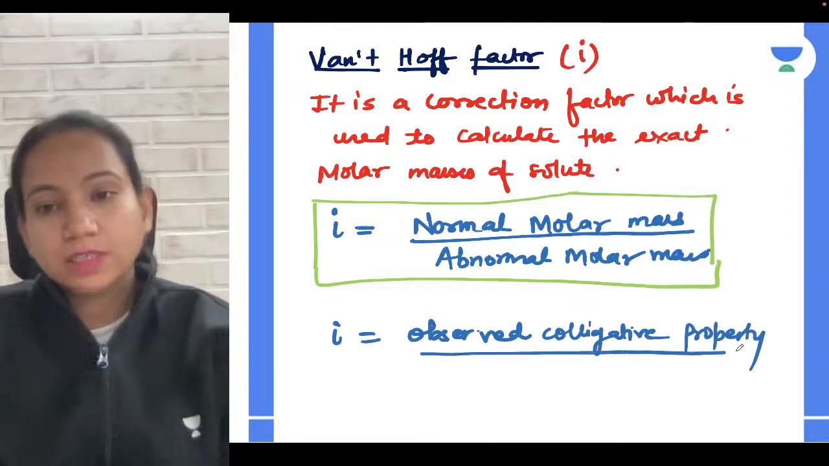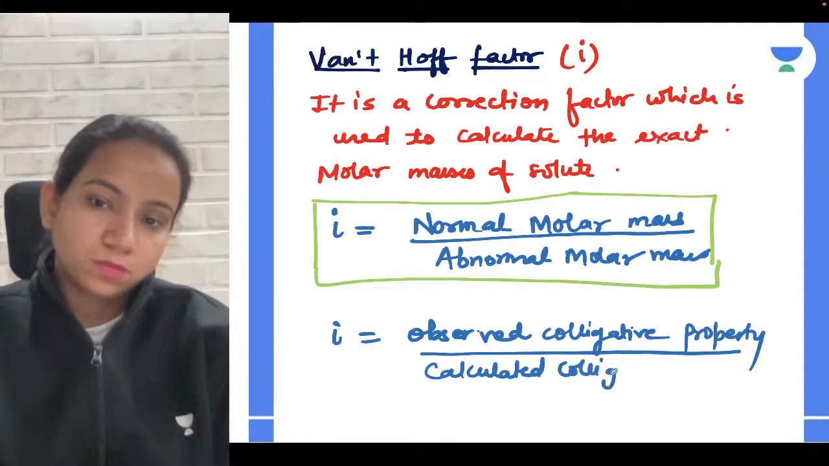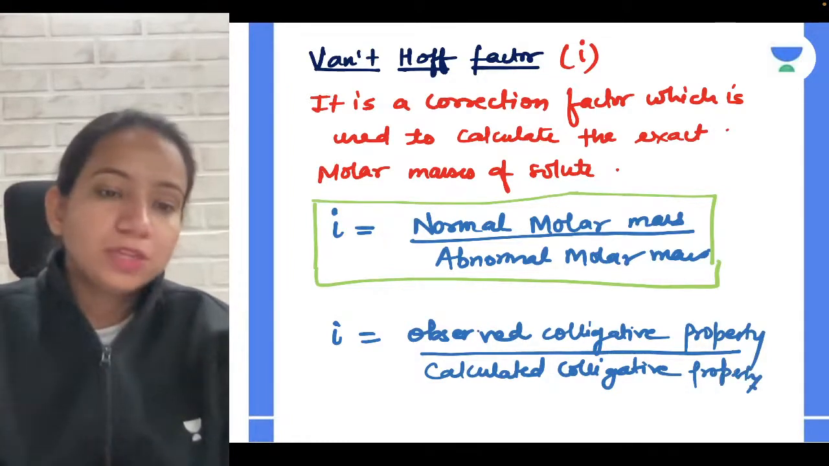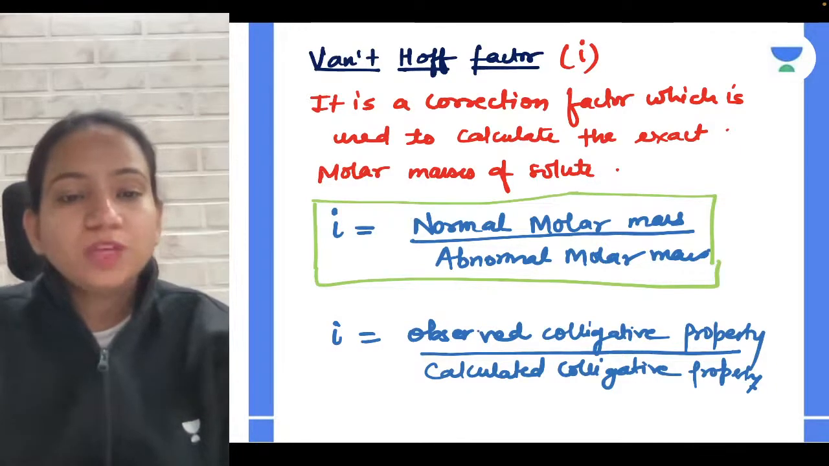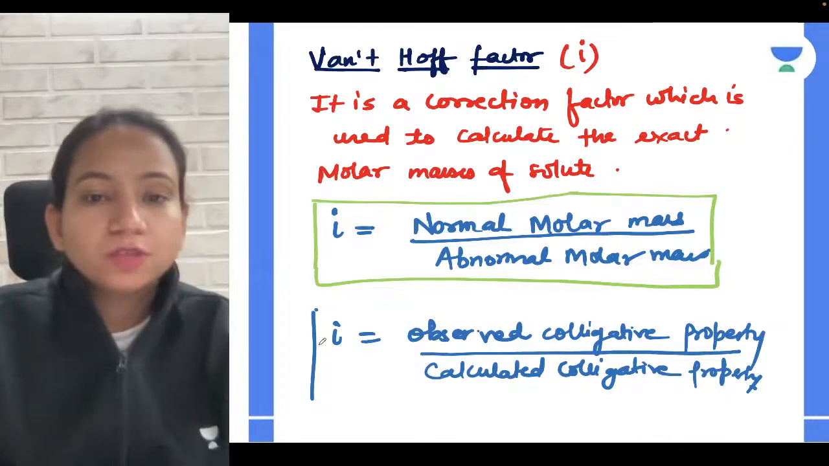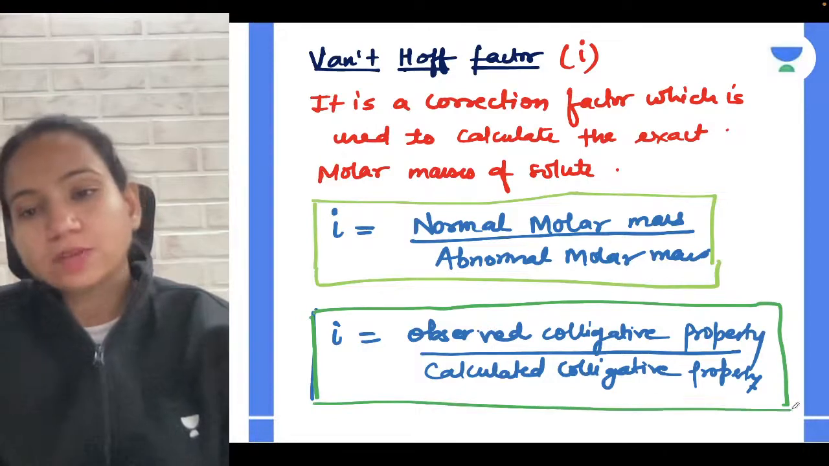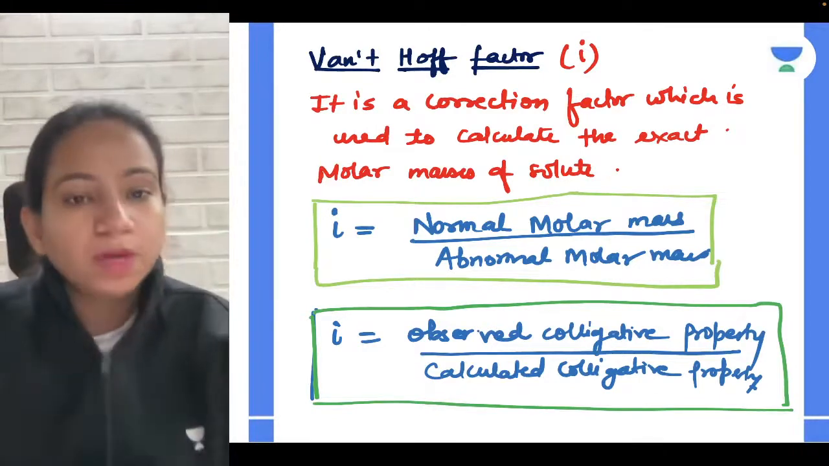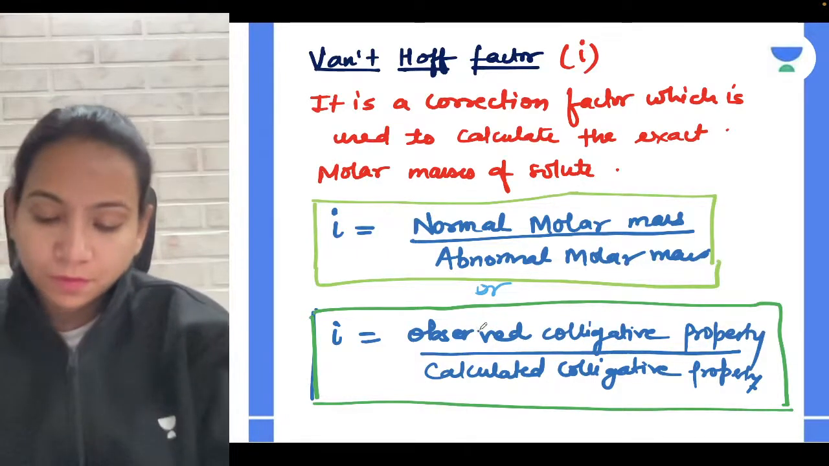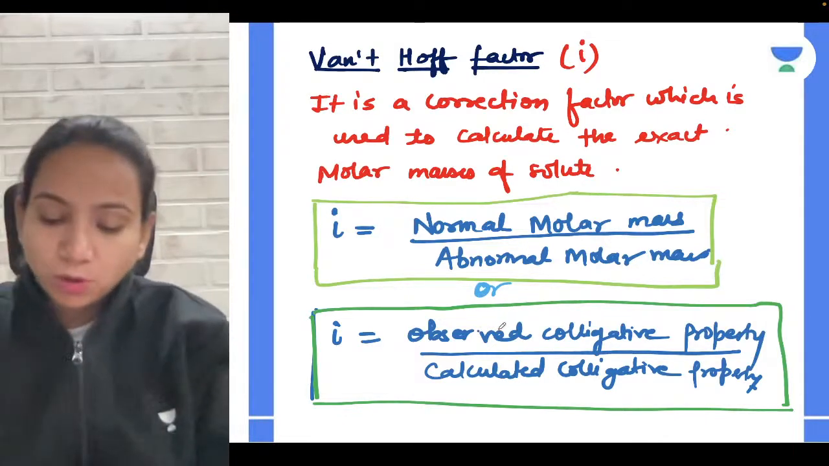Divided by calculated colligative property. Okay, so this way also you can calculate. In any way you can use it, depending upon what things are given and what you are able to interpret from it. So I can calculate by normal molar mass divided by abnormal molar mass, or I can use observed colligative property divided by the calculated colligative property.